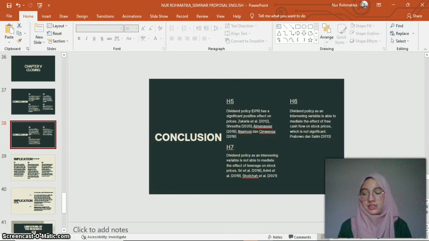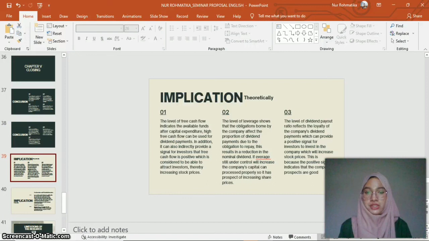Implication: the level of free cash flow indicates the available fund after capital expenditure, and a high free cash flow can be used for dividend payments. So it indirectly provides a good signal for investors. So it is considered able to attract investors and then increase the stock price.